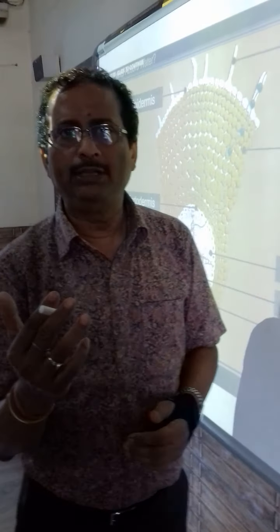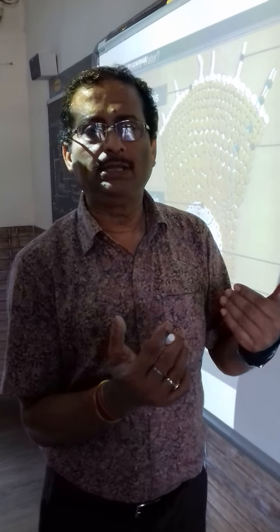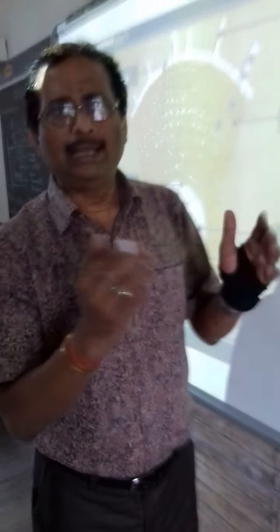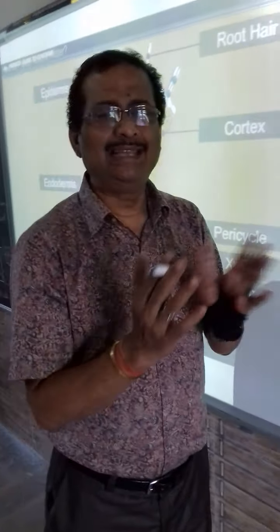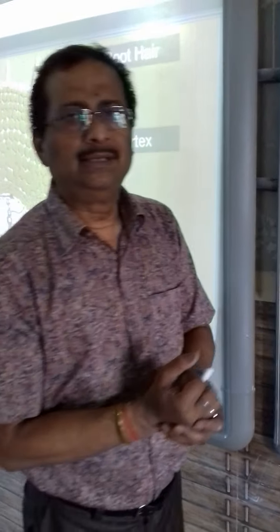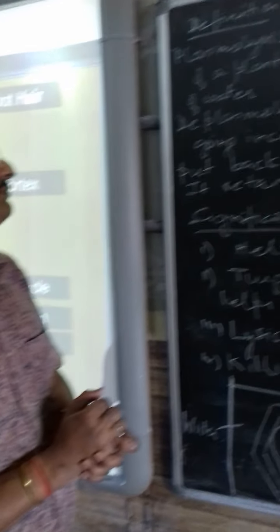So tonicity, you know that there are three types of solution. There is hypertonic, if it is more concentrated with relation to the other, hypotonic if it is less concentrated, and isotonic if the concentration is the same on both sides of the cell membrane.